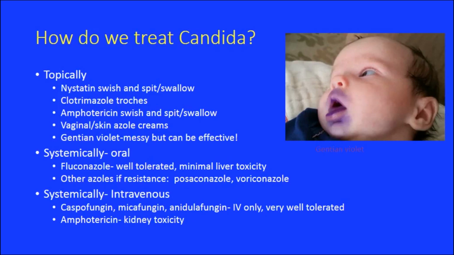So if there's resistance to fluconazole, some of the stronger ones sometimes work, like posaconazole or voriconazole. And we'll talk more about their side effects later. Systemically, if there is a more severe Candida infection, extremely well tolerated, but only available in intravenous form right now, are the echinocandins, which is caspofungin, micafungin, and anidulafungin. Those are given once a day. Again, really well tolerated, just annoying because they're IV only. Hopefully, in the near future, we'll have some that are oral available.